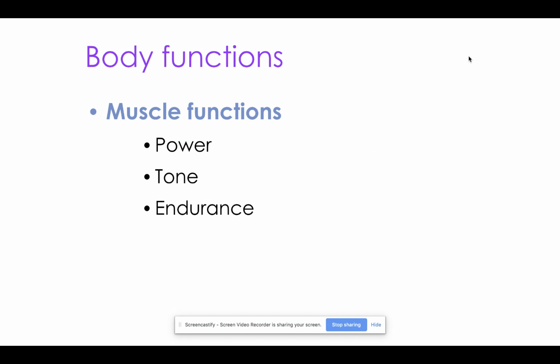When we look at body functions, we're looking at the area of power, which is also looking at strength. We're looking at tone, which is looking at the degree of muscle tension that is present in our bodies. And we're looking at endurance, which is the ability to sustain muscle contraction.